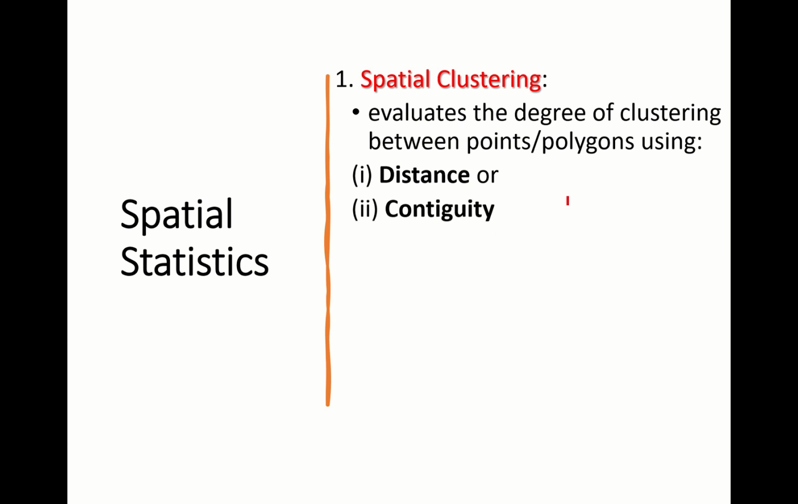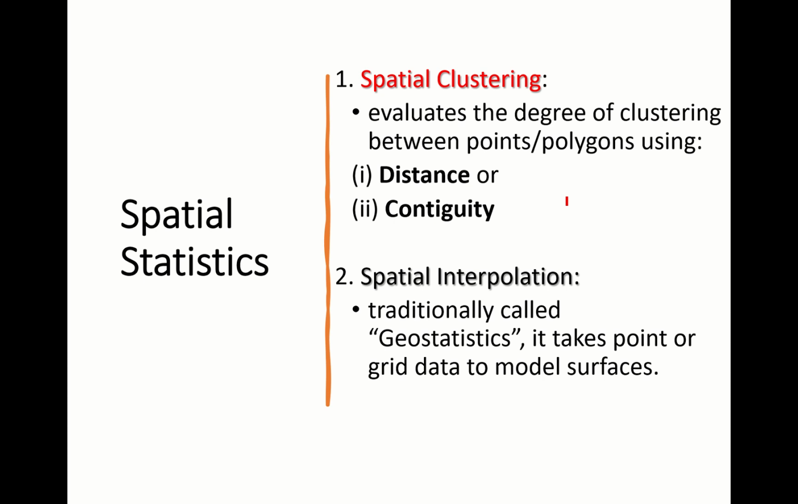Another is contiguity. Contiguity has to do with what the value is in one polygon relative to what the value is in another polygon next to it. And in the next video, we'll be looking at spatial interpolation, which has more to do with how to model surfaces based on interpolation of data, basically calculating data points which are unknown between data points which are known.